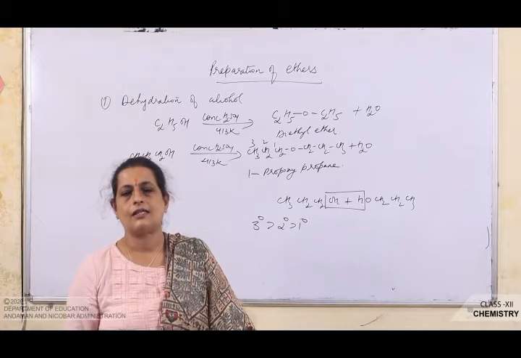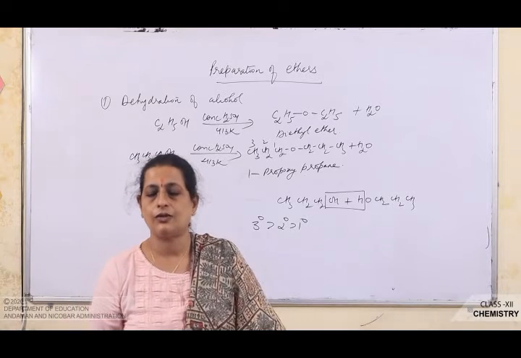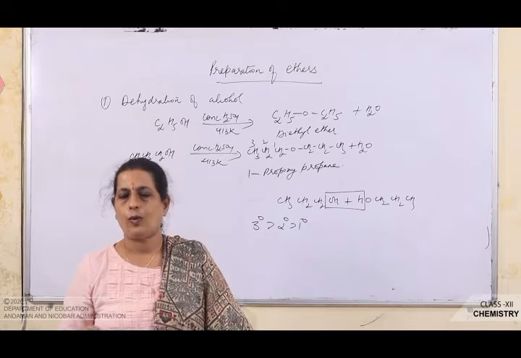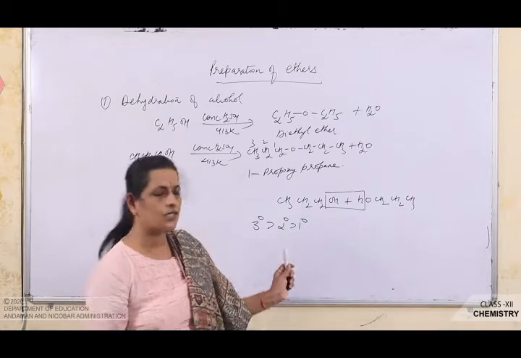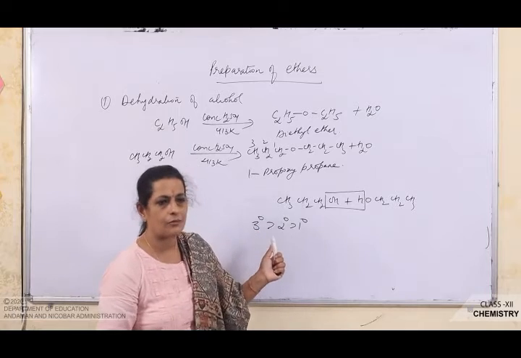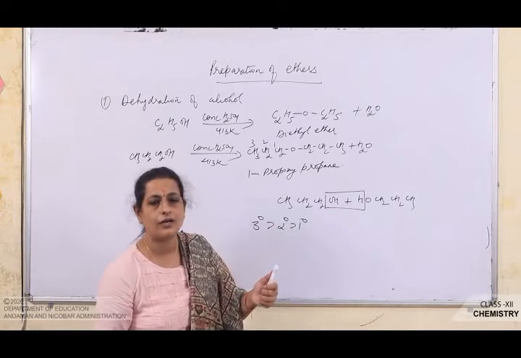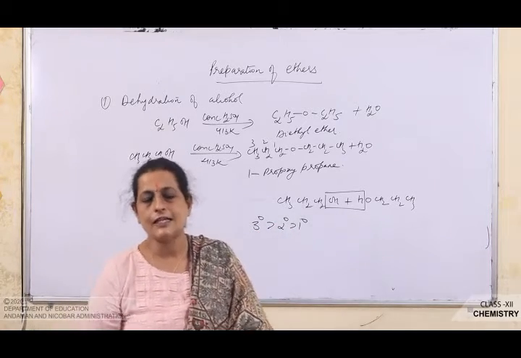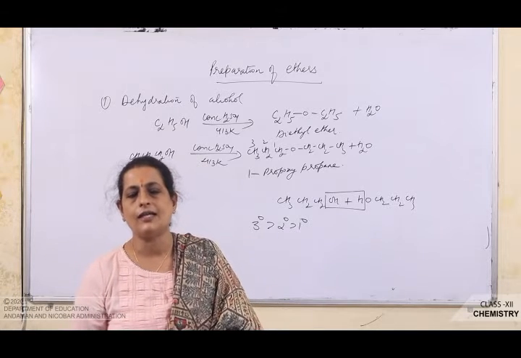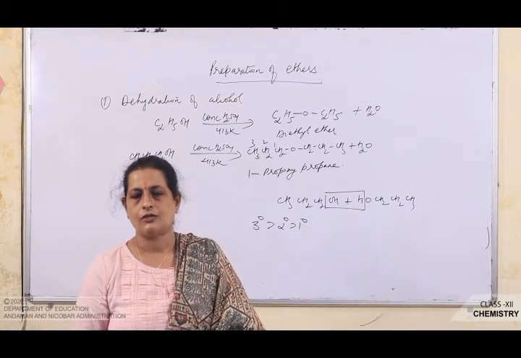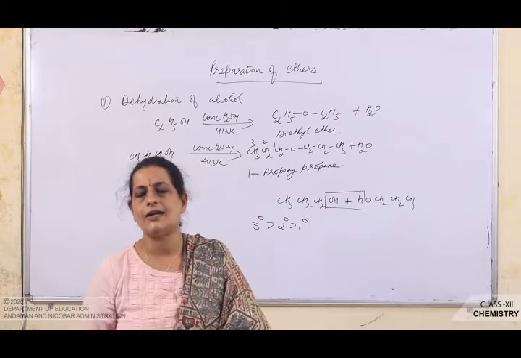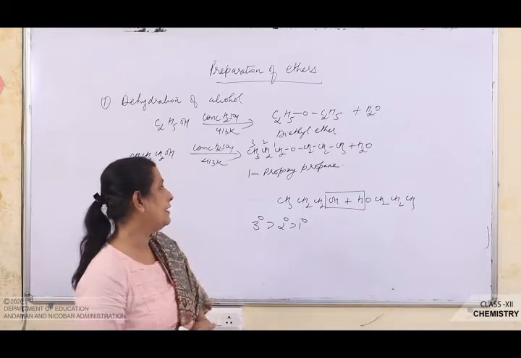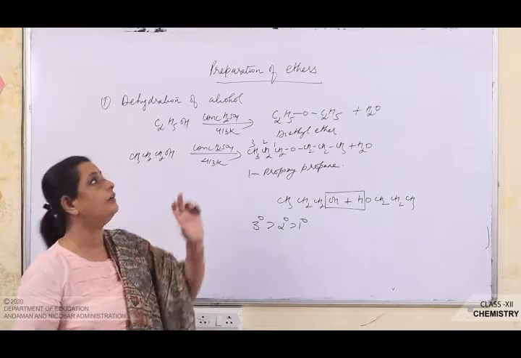Why? Because they proceed by what mechanism? They undergo elimination reaction. Why elimination reaction instead of substitution reaction? Because the carbocations formed, that is a tertiary carbocation and a secondary carbocation, are stable. So, they can easily lose a proton to give you what? Alkene as the major product. So, you can't prepare secondary or tertiary ethers by dehydration of alcohol. Is it clear? So, those are the limitations of this method.